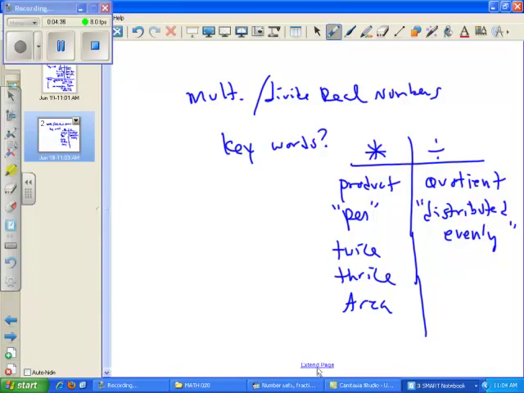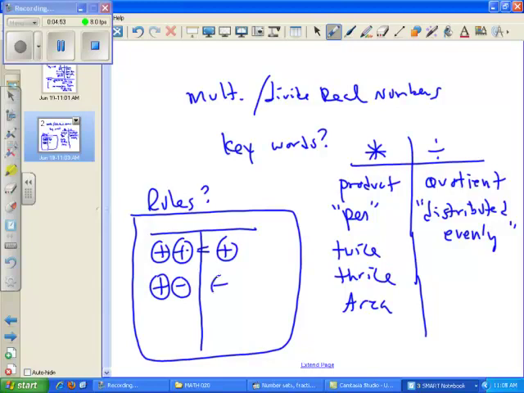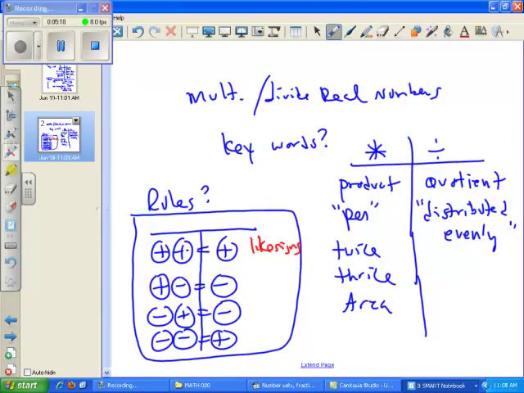Now as for rules, let's take a look at the rules though. I'm going to zoom in here. Are there any rules for when you're multiplying or dividing signed numbers? Well, you might be thinking a positive times a positive will yield a positive, but a positive times a negative will yield a negative, and a negative times a positive will yield a negative, but a negative times a negative will yield a positive. So what a lot of people say is, okay, if you have like signs, the answer turns out to be positive.